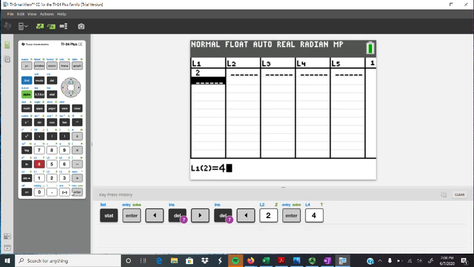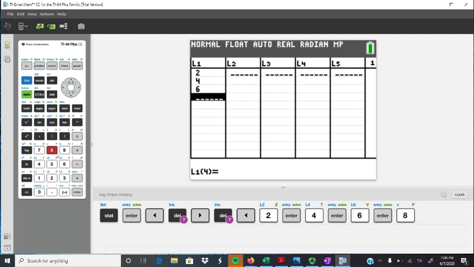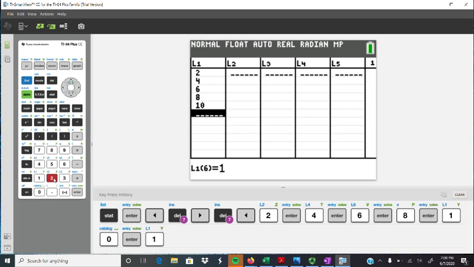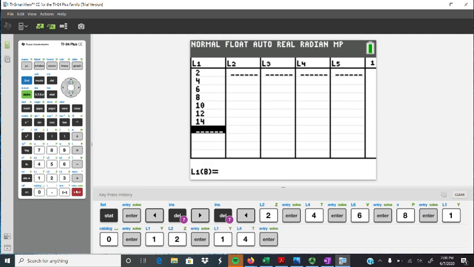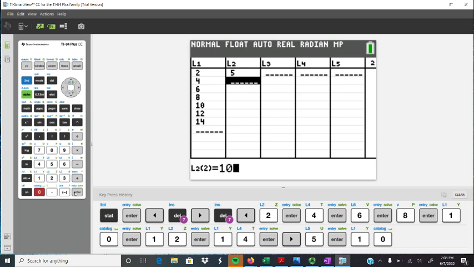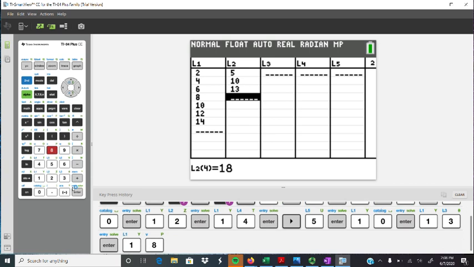Enter 2, 4, 6, 8, 10, 12, and 14. So we got some x numbers in. Now we're going to put in some y values. All right. And so now let's go here. Let's go 5. Let's go 10. Let's do 13. Let's do 18. Let's do 21.